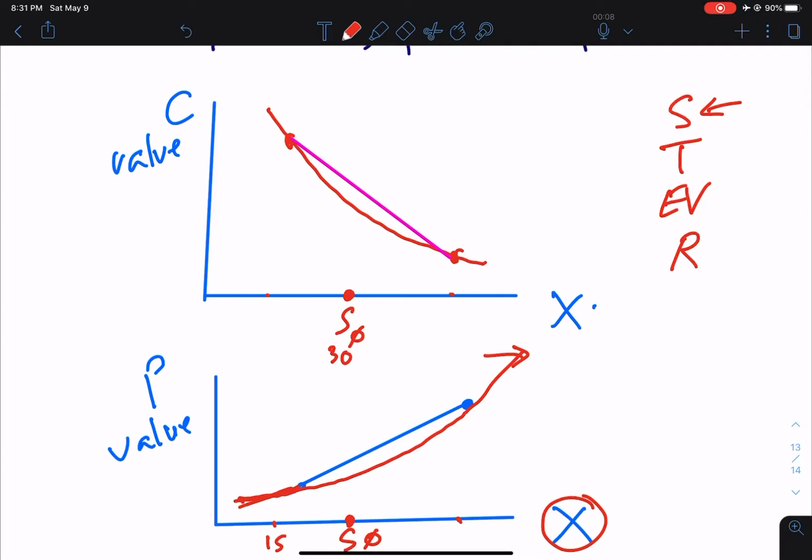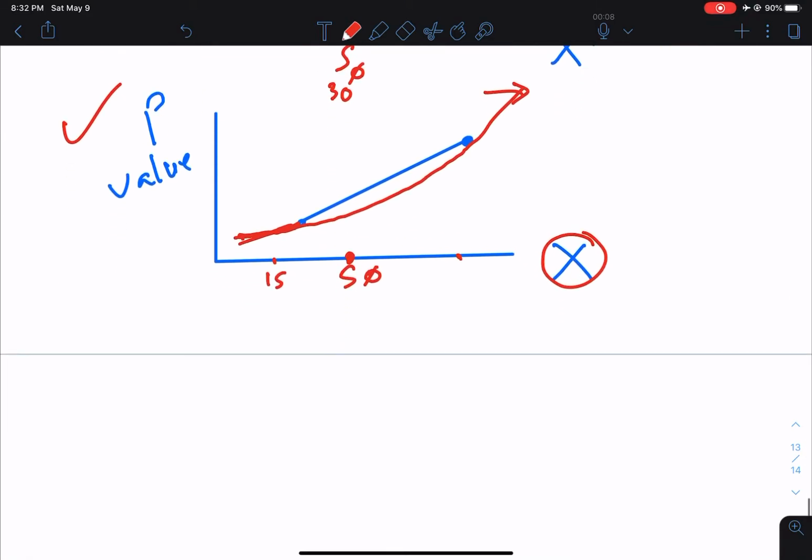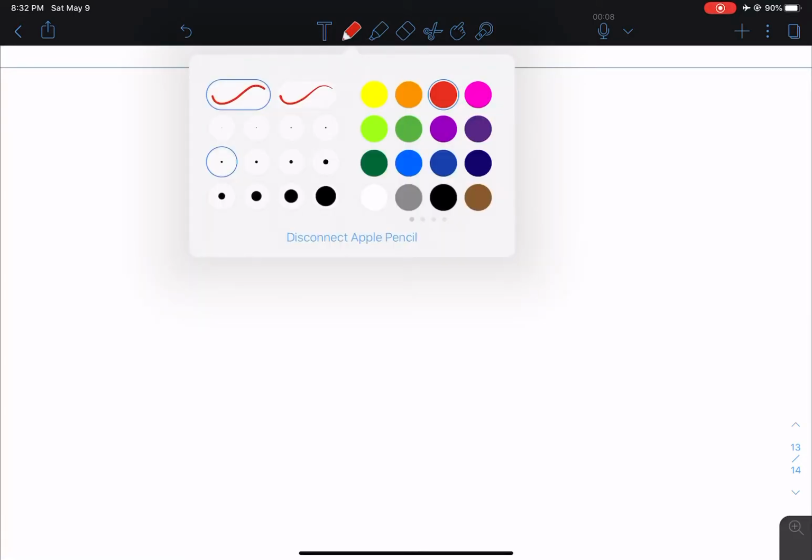Okay, so now we've seen what convexity means. We understand the convex relationship has to exist between option value and strike price for both calls and puts. But what would we do if it didn't exist? Okay, so let's do this analysis now in depth. We'll just do it with respect to call options.